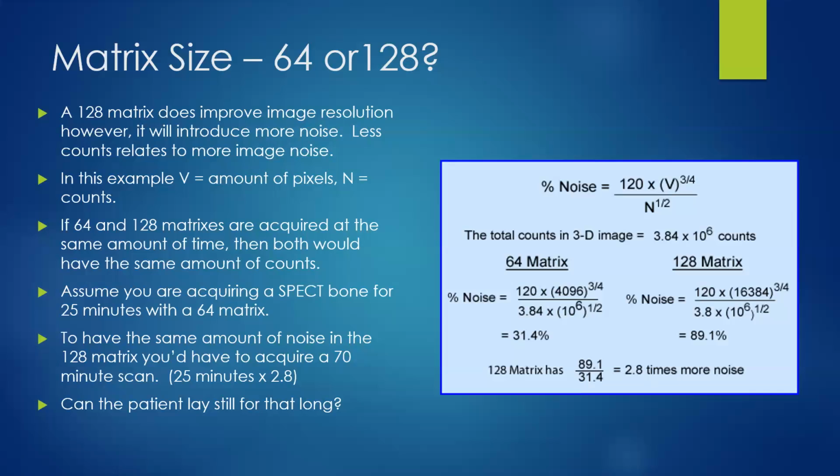The final thought is, well, okay, I still want to get better resolution. I want to use smaller pixel sizes. I'm still going to go with a 128 matrix. That's fine. If you also want to keep the noise to no more than 31.4%, what you will discover is that you now have to acquire a scan that's going to take you 70 minutes. So you're going from 25 to 70. How did I get to that? I multiplied 25 minutes by 2.8 times more noise.